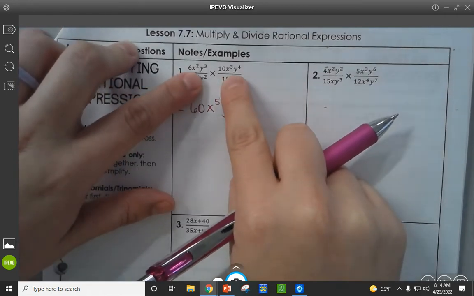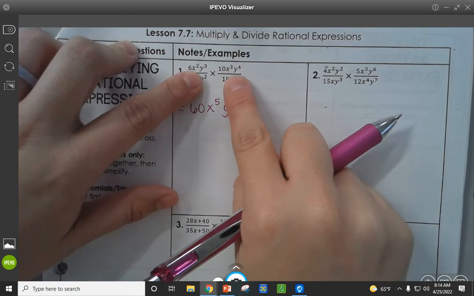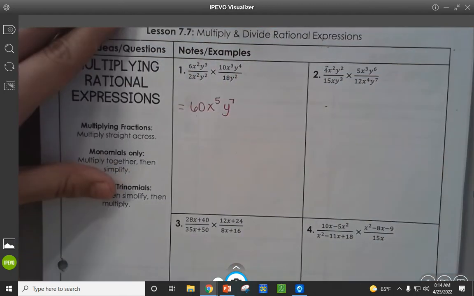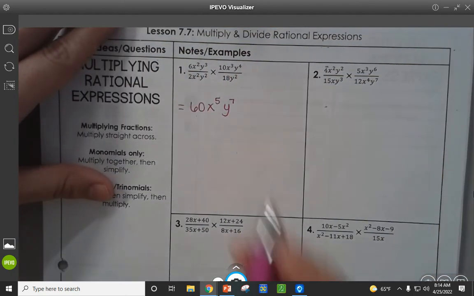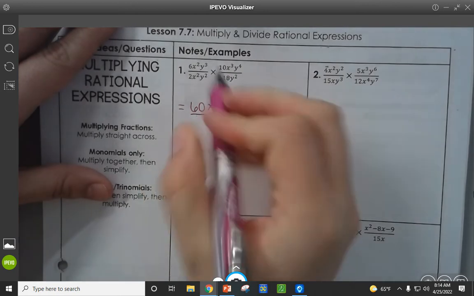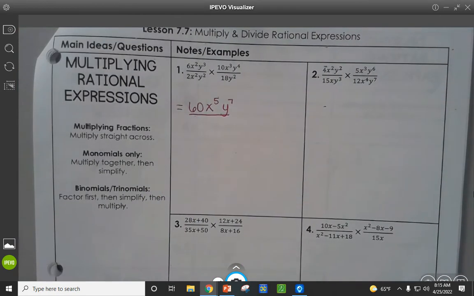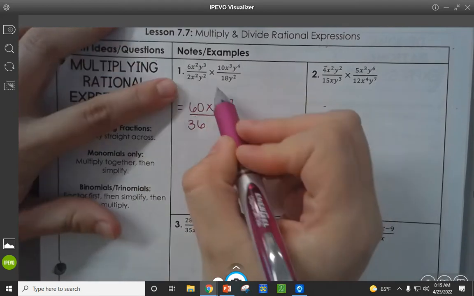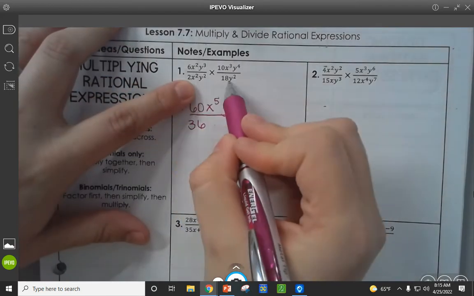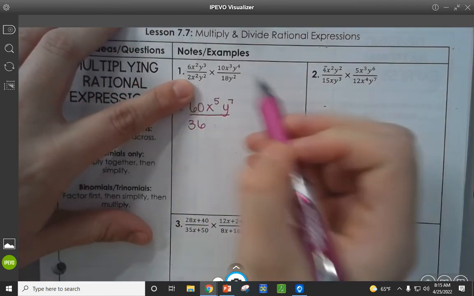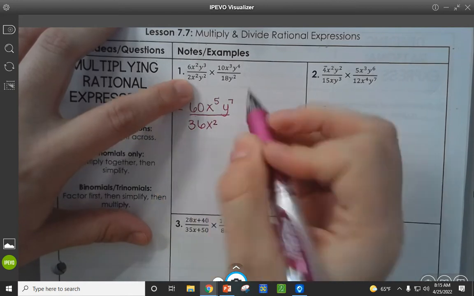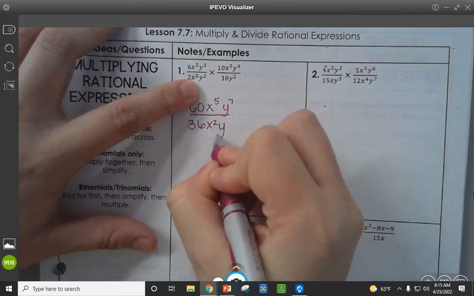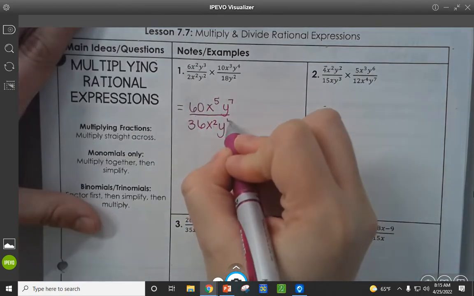When you multiply variables, your exponent rules tell you to add the exponents. And then 2 times 18 is 36. And then the x's, I have x squared and nothing to multiply it by over here, so we just have the x squared. And then I have y to the 4th.